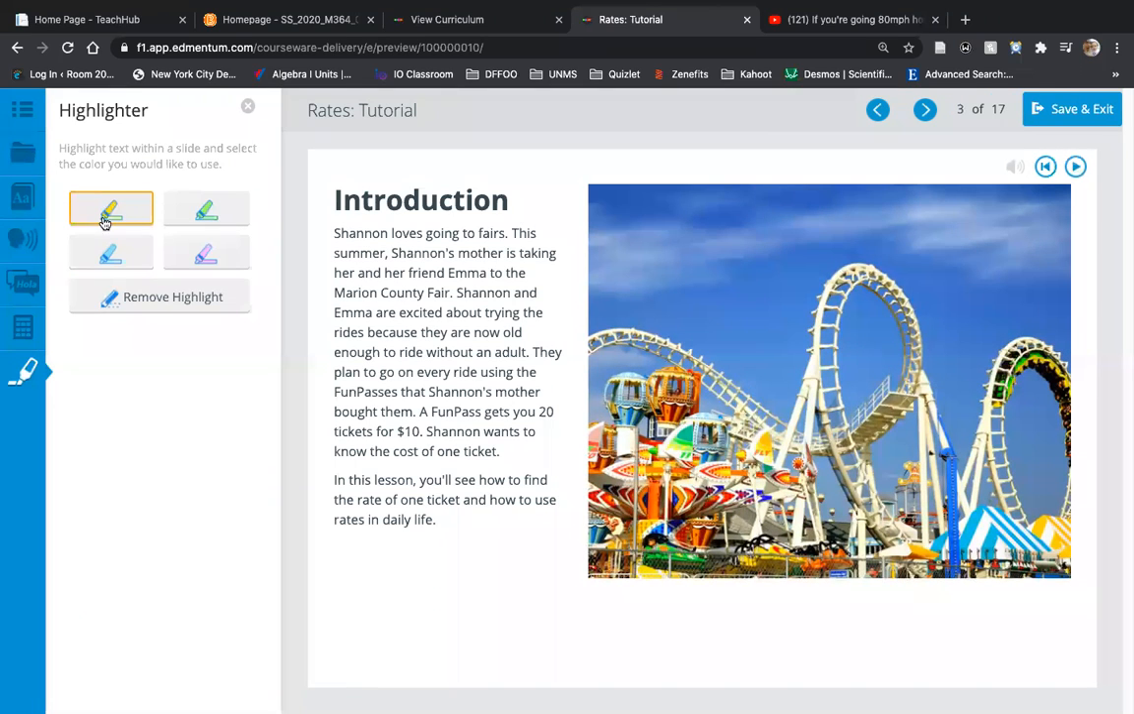So remember, when you guys are working, there's this highlight tool here. And anytime I'm reading a math question, what I like to do is underline or highlight whatever the key information is, right? This is math class. When we see numbers, you should say, okay, those numbers are probably going to be important. So a fun pass gets you 20 tickets for $10. It says Shannon wants to know the cost of just 1 ticket, right? So in this lesson, we're going to figure out how to do that and how to work with some other rates, okay? Again, please let me know if you have any questions before I continue to move on.